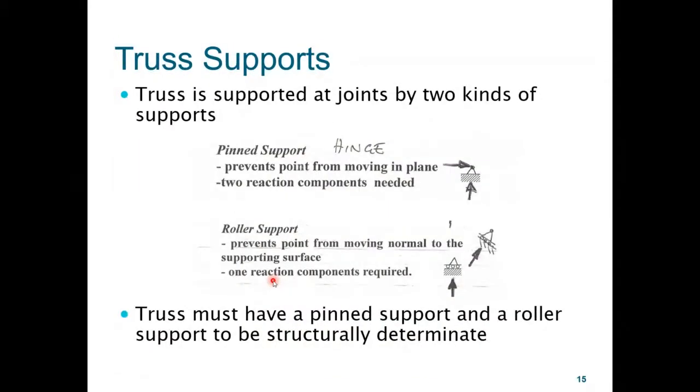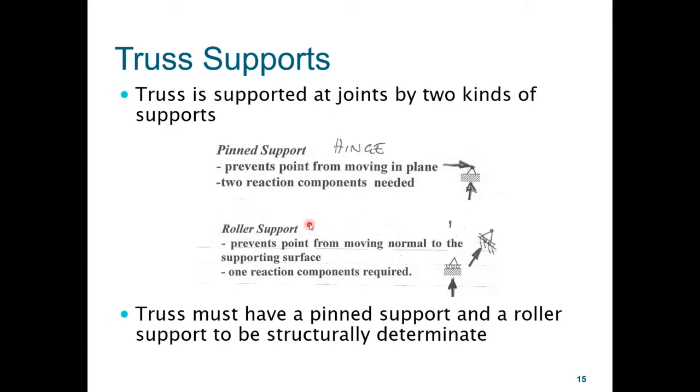The truss is supported at the joints by two kinds of supports. Effectively, we're going to use either a pin support or a roller support. A pin support is also known as a hinge. As I said, that hinge or pin support will stop the end of the truss from moving left or right, the X direction, and it'll also stop it from moving up or down, or in the Y direction. Okay, so it prevents the point from moving in plane. Therefore, we end up getting two reactions, one in the vertical direction and one in the horizontal direction.